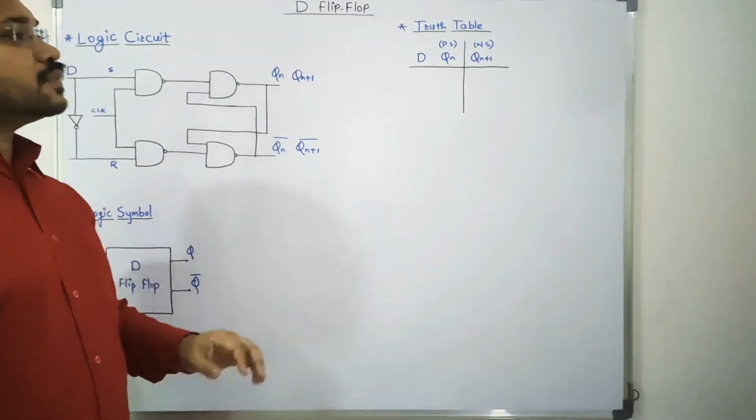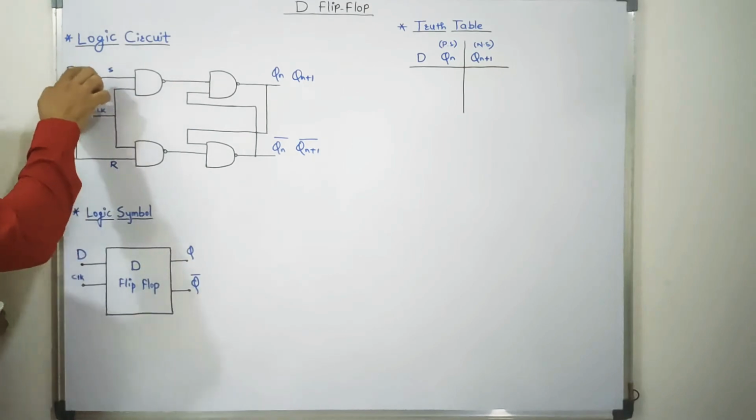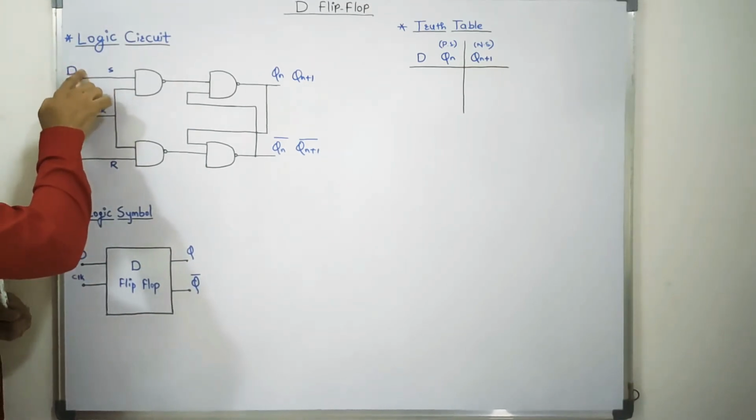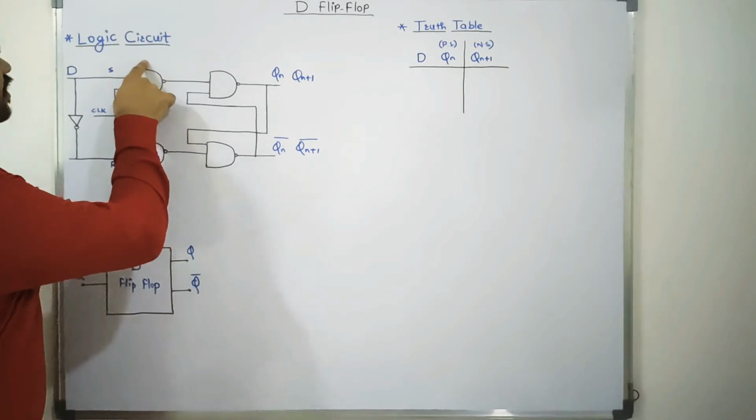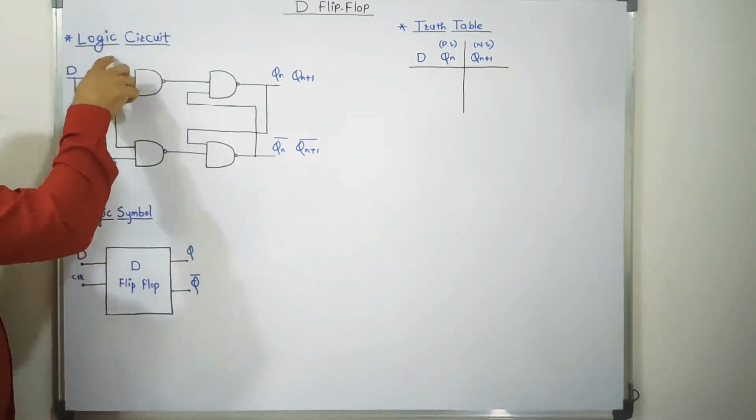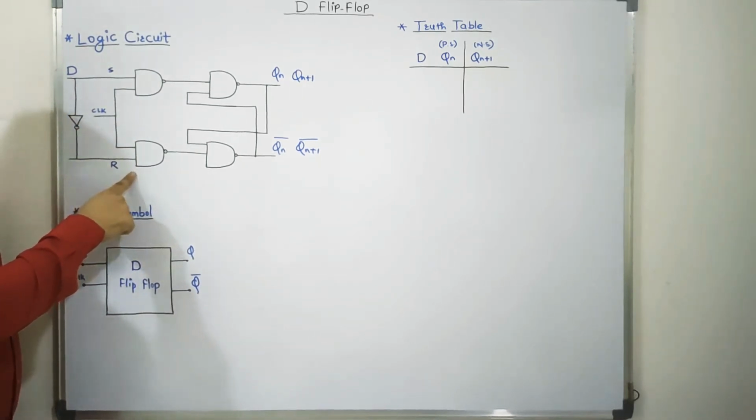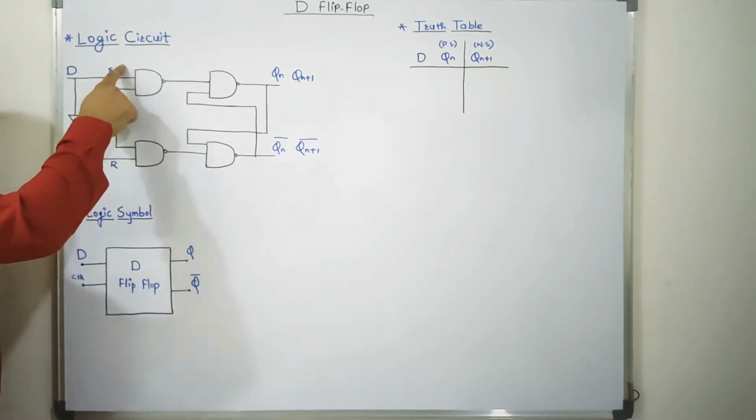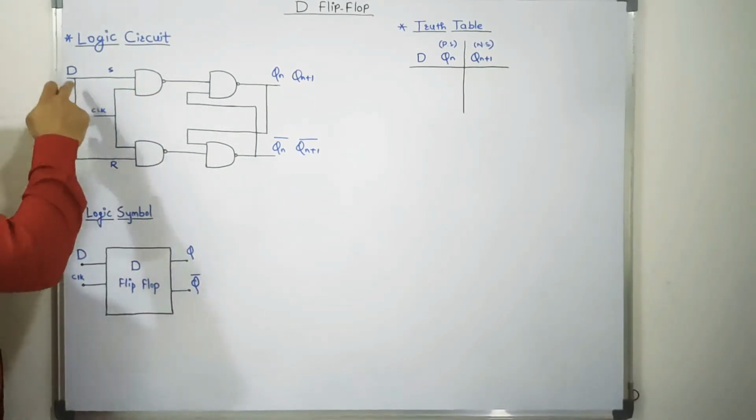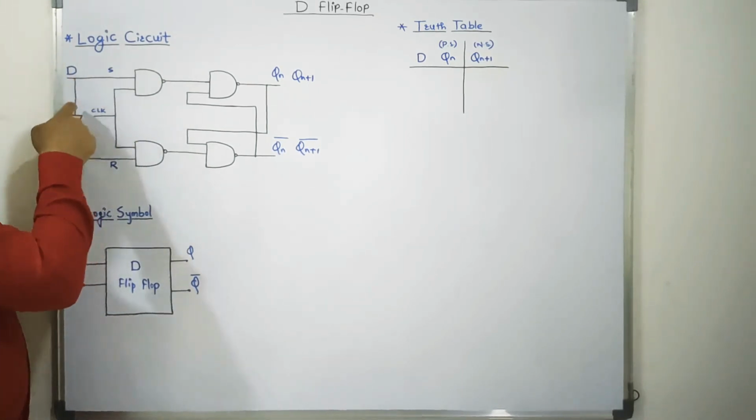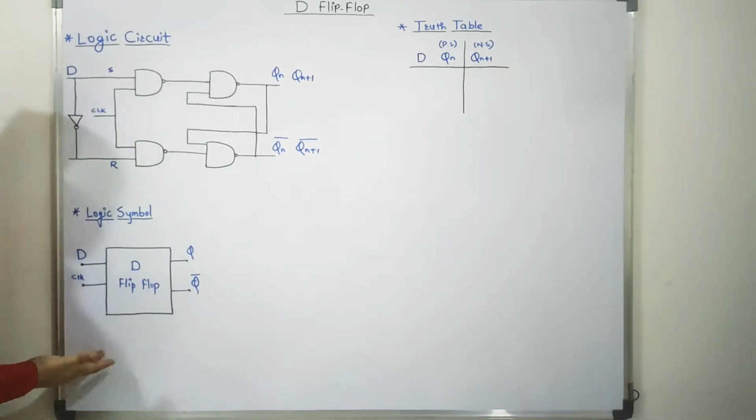As I already told you, this is the clock pulse we use, and this is D. The D input is applied directly to S, one of the inputs from the SR flip-flop. Using an inverter, the NOT of D is applied to R. So S is equal to D, and R is equal to NOT of D. That is the inverter. By means of this we have this logic symbol.